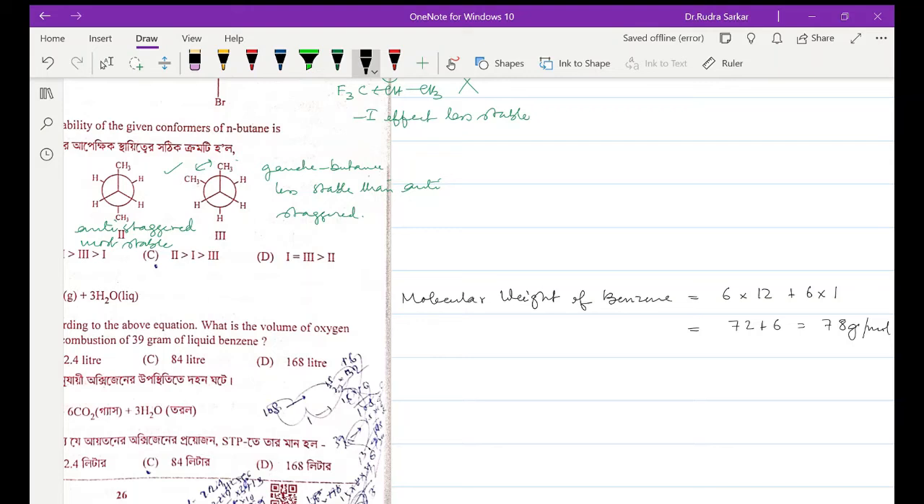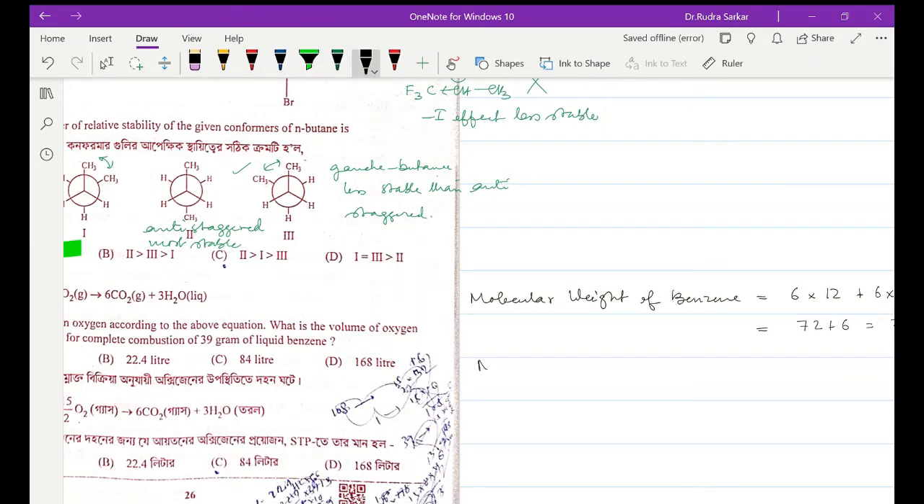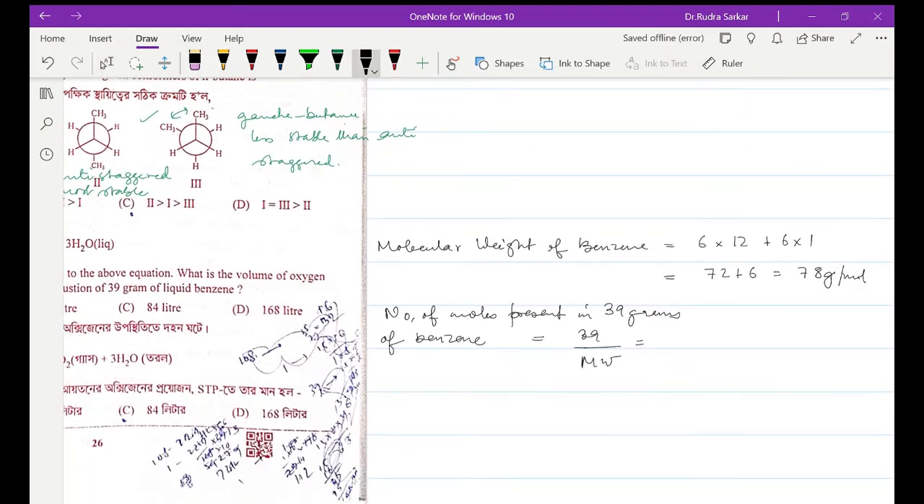Now the number of moles present in 39 grams of benzene is equal to the weight given, that is 39, divided by the molecular weight, which is nothing but 39 grams by 78 grams per mole, and that is equal to half mole.